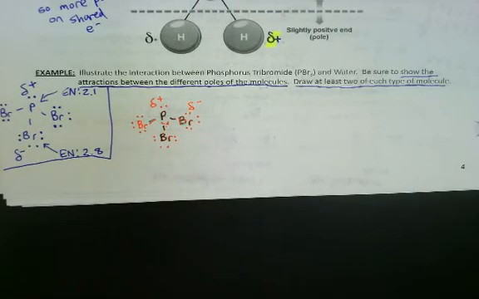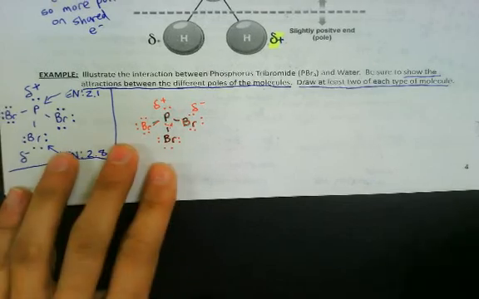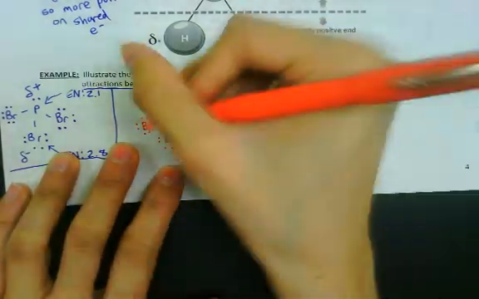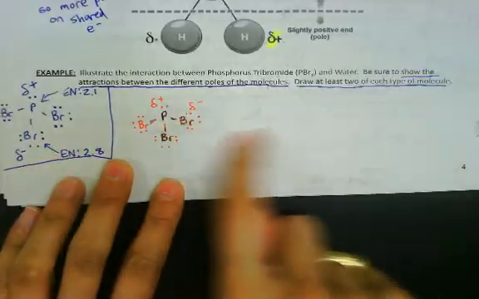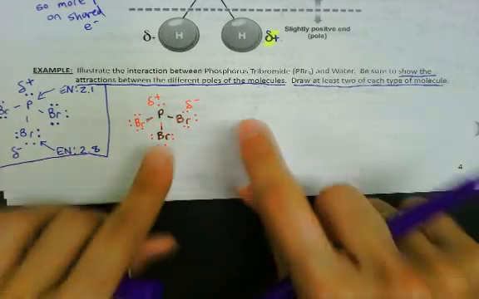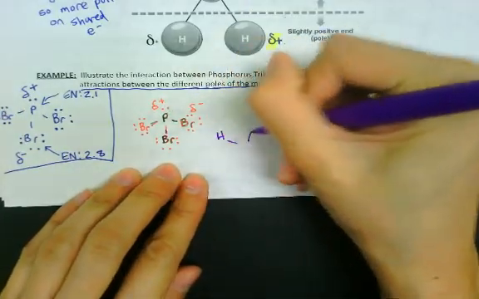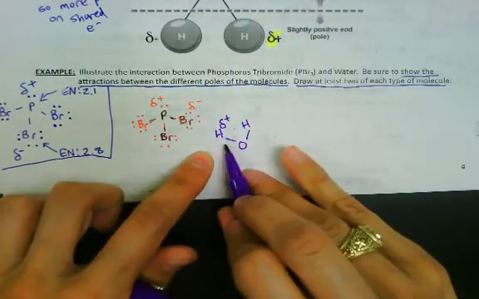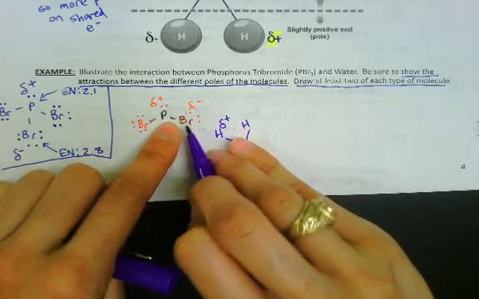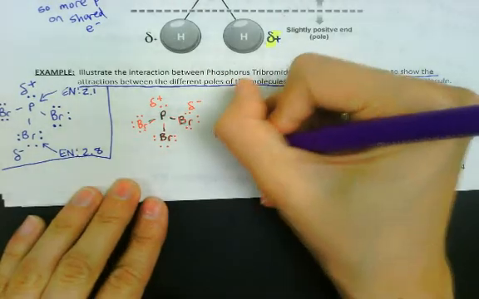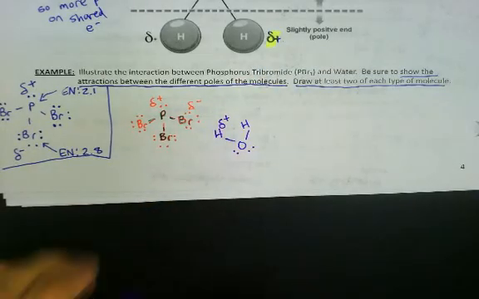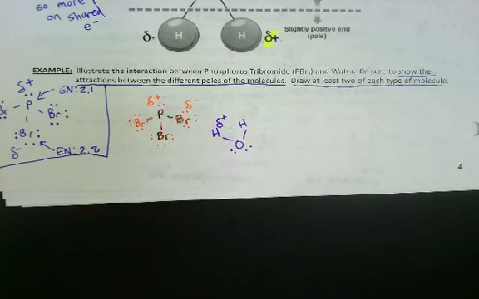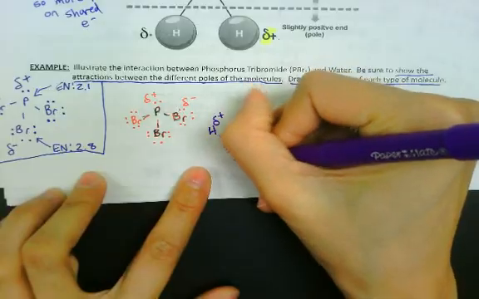So if I go to draw a water and how it would orient itself with this molecule, this partial positive hydrogen would be facing the partial negative bromine in that molecule. Okay, so there's water. Now I'm going to tell you right now, you should just memorize how to draw the Lewis dot structure of water. We use it so much. Just remember how to draw that little Mickey Mouse guy.